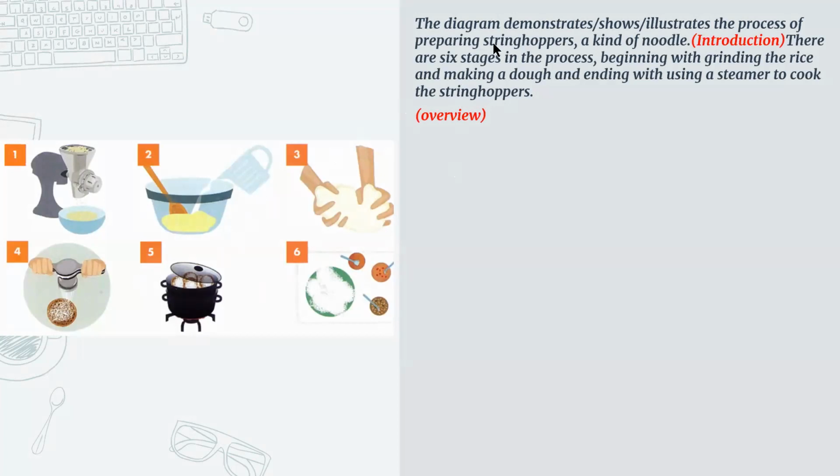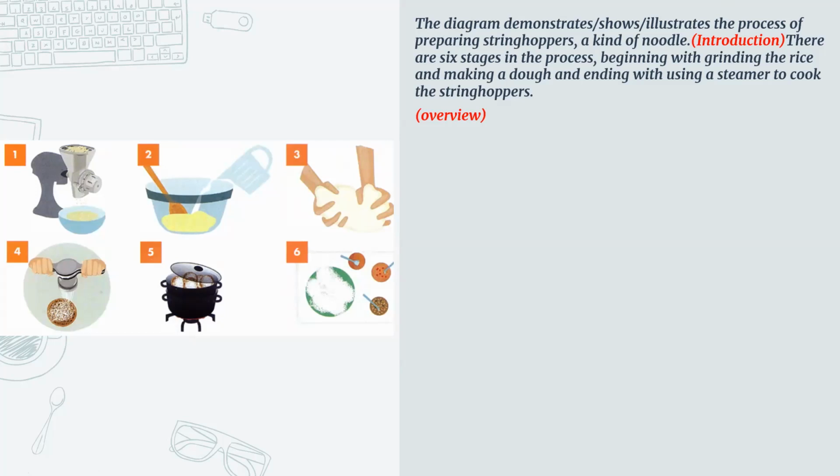The diagram demonstrates, shows, illustrates. You can use one of these verbs. Actually, there are more verbs than that. The process of preparing string hoppers, a kind of noodle. So this is your introduction. It's the words in the question paraphrased. Okay, this is the introduction. The diagram shows, demonstrates, illustrates the process of preparing string hoppers, which is a kind of noodle.